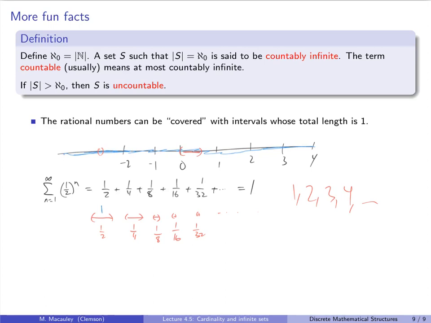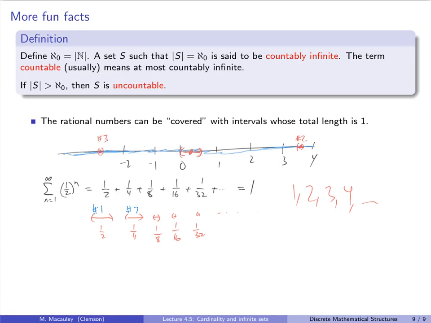We'll find rational number 2, and we'll go here and we'll stick. So suppose rational number 1 is right here. We stick the first interval around it. Suppose rational number 2 is out here. We stick the second interval there. Rational number 3 might be out here. We stick the third interval.